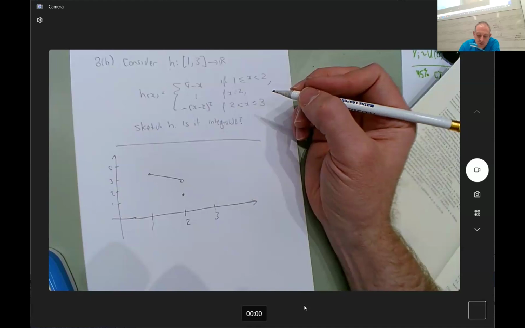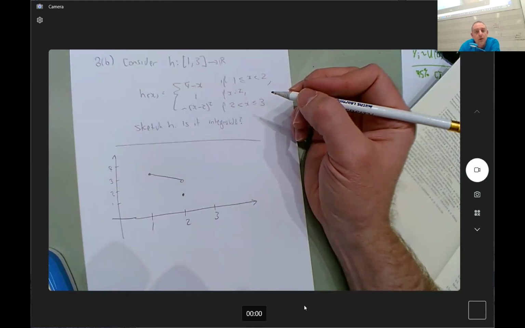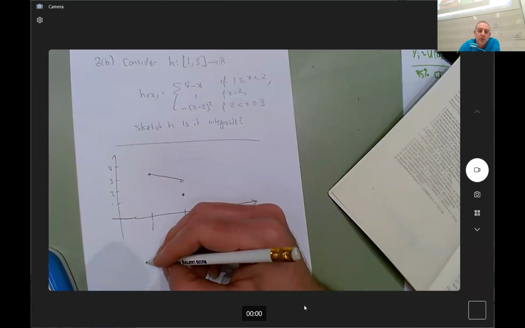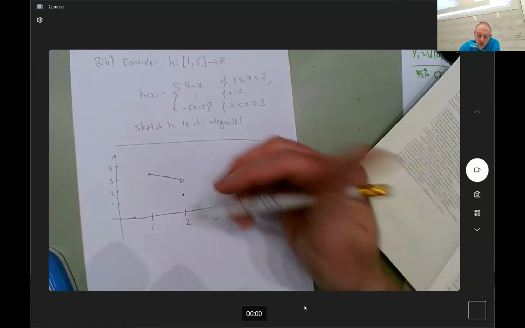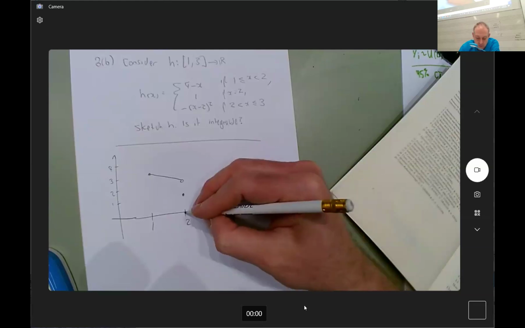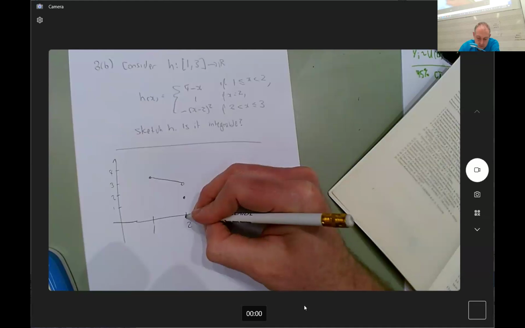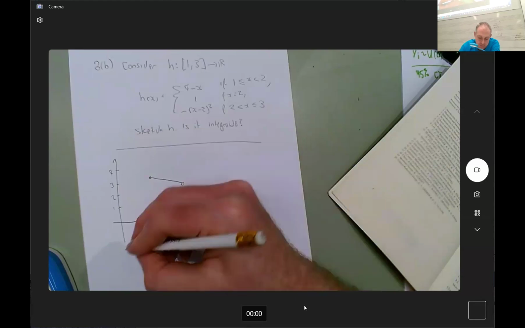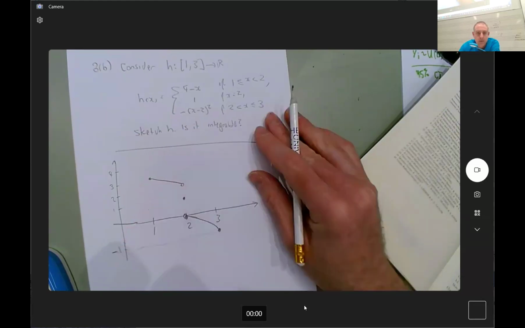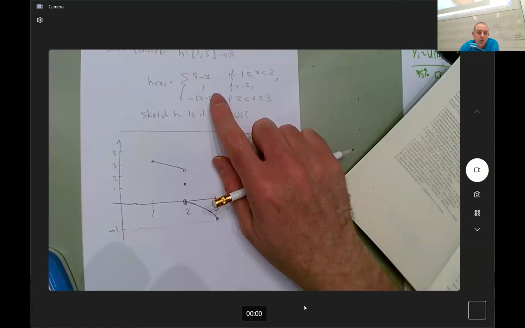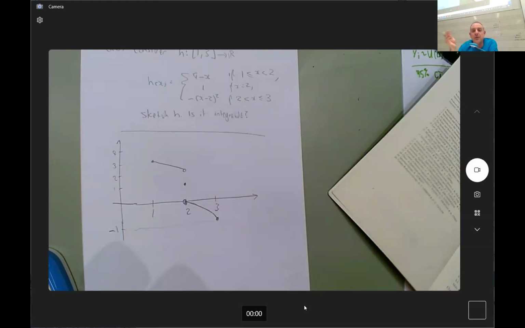And minus (x minus 2) squared. Well, x squared would look like, minus x squared would look like that. And (x minus 2) squared would shift that to be at position 2. And so it's going to go down like this to minus (3 minus 2) squared, which is minus 1. So kind of like that. Let's check if I put 3 into this formula: 3 minus 2 is 1, and 1 squared is 1, and minus 1. Okay, there is my sketch.